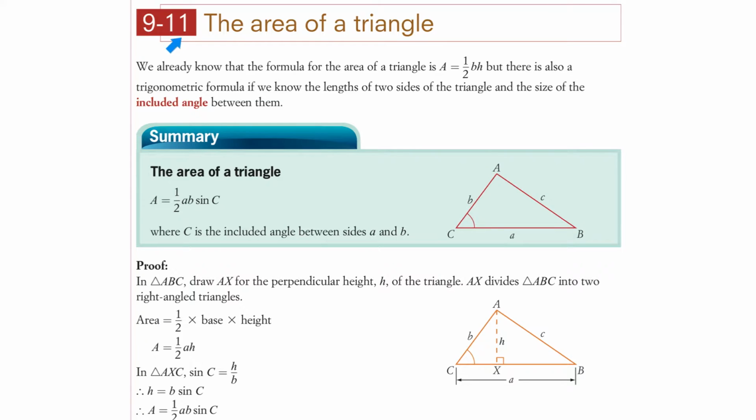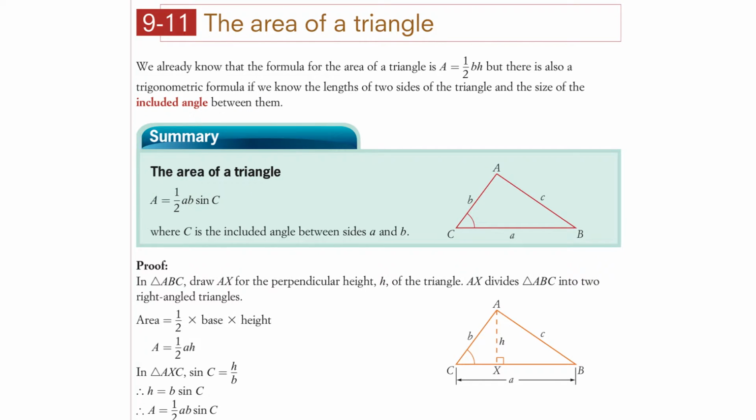Chapter 9, 9.11, the area of a triangle. We already know that the formula for the area of a triangle is a half the base times the height. But there is also a trigonometric formula if we know the length of the two sides of the triangle and the size of the included angle between them.